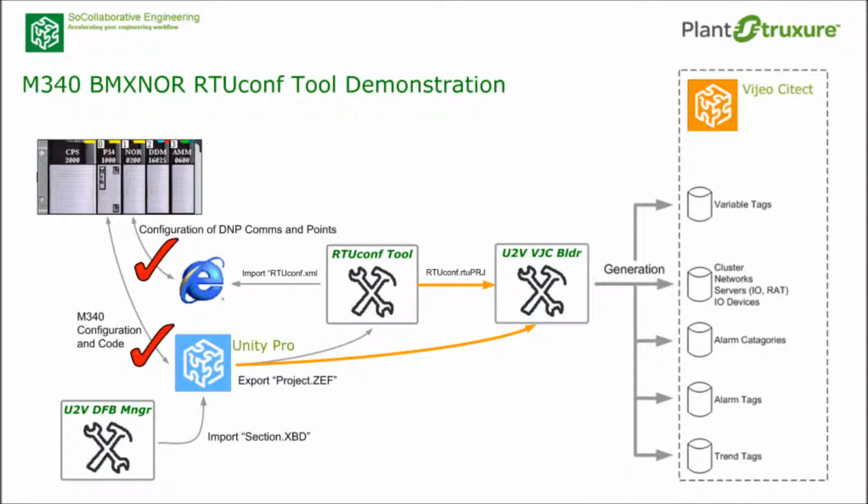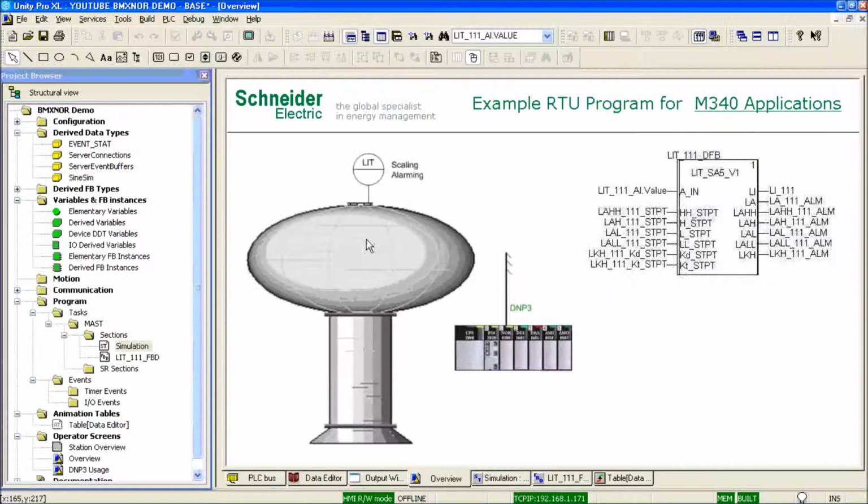In this final part, I will be creating the Vijeo Citect project, applying additional configuration settings to minimize the bandwidth usage, and demonstrating the working system. To save time, I have already created a new Vijeo Citect project and added a user, so now I'm ready to create the servers and configure the DNPR driver that will communicate with the M340 RTU.